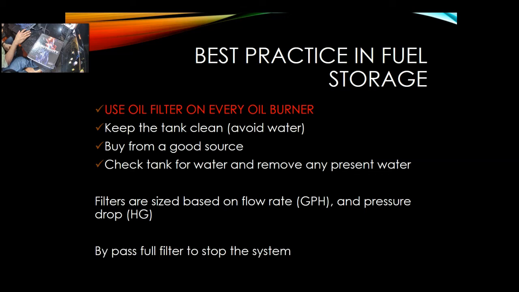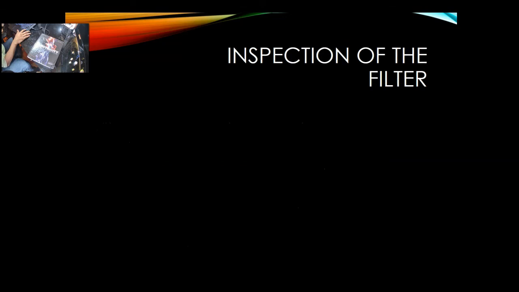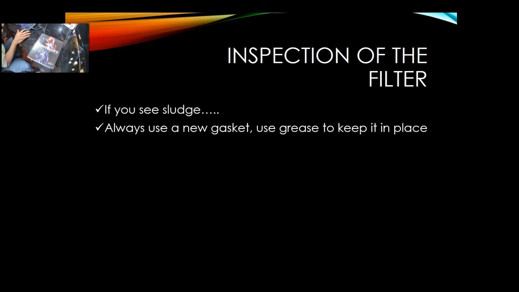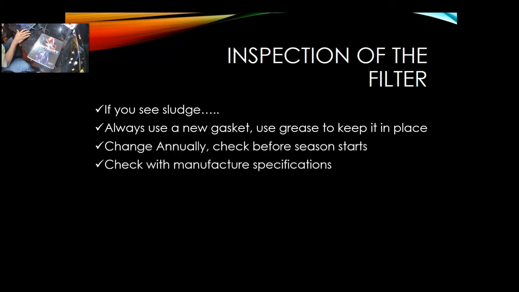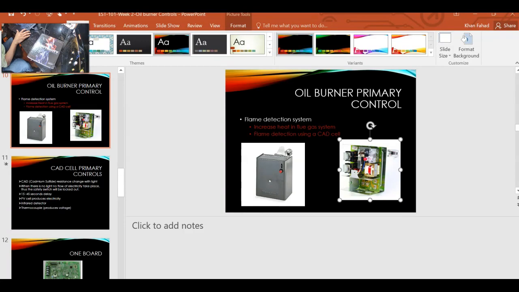Bypass filter to stop the system. There's always a bypass around the filter, so you can cut off the filter from the system and change the filter. If you see sludge in the filter, that's a sign that something is wrong. Always use a new gasket. Use grease to keep it in place. Change annually. Check before season starts. Check with the manufacturer specification. Tighten it with 270 degrees and 3/4 of a turn. Some information here about oil filters.